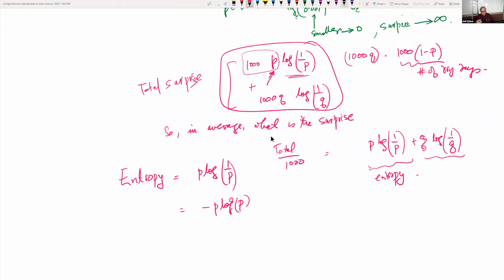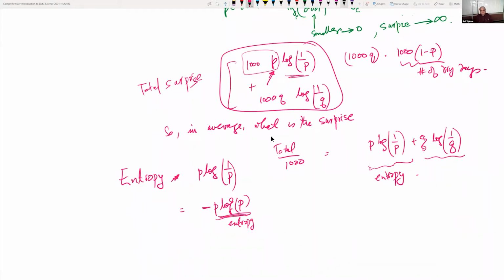In the machine learning literature, you look at it like this. P log P is the entropy, and this is the negative part of it. Actually, this is not exactly entropy; entropy is P log P. So this part is the entropy part, and the average surprise is the negative of that. You see it like that.